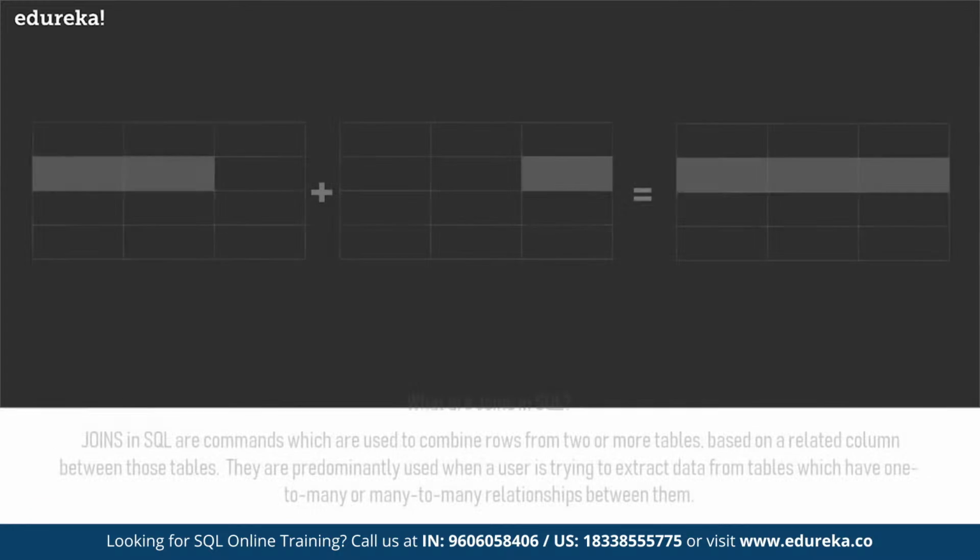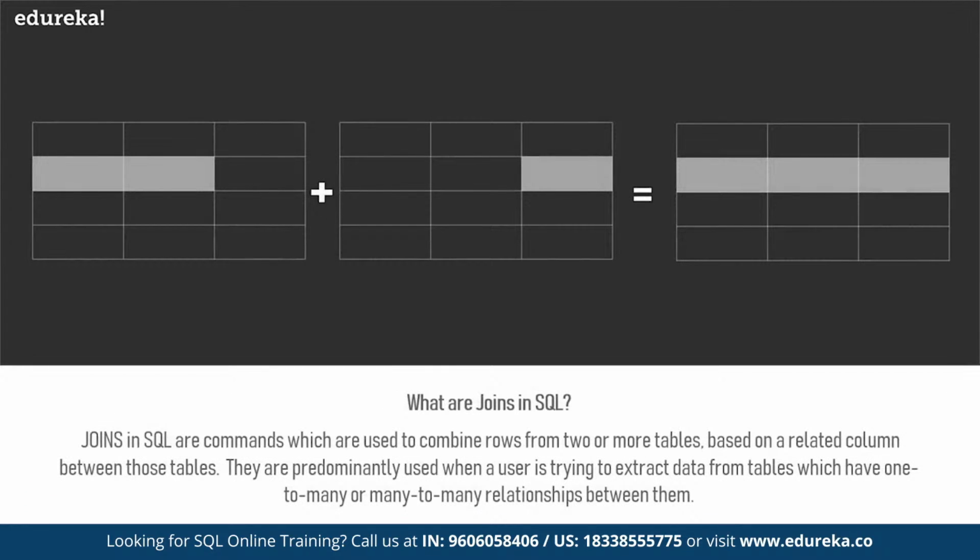So if someone asks you what are joins in SQL, joins in SQL are commands which are used to combine rows from two or more tables based on a related column between those tables. The joins are predominantly used when a user is trying to extract data from a table which have one-to-many relationships between them or many-to-many relationships between them. Joins in SQL are basically commands, guys, by which you can join two tables and you can get the rows of two tables based on a related column.